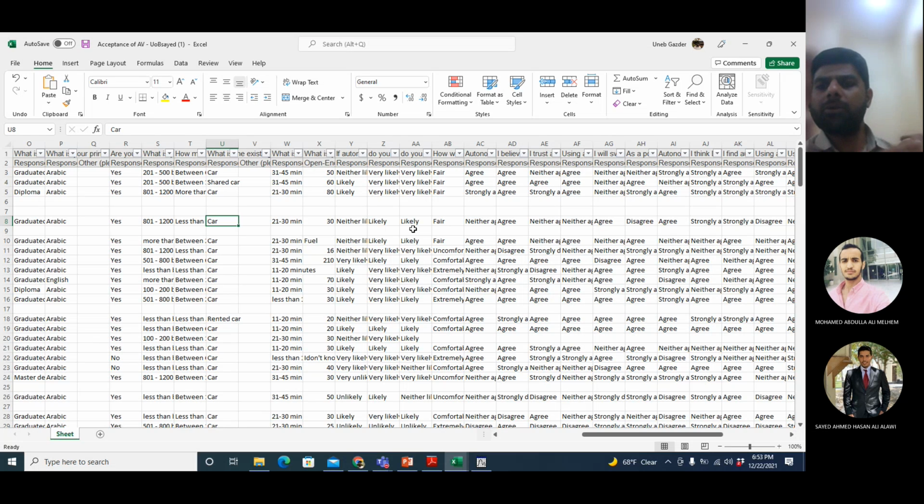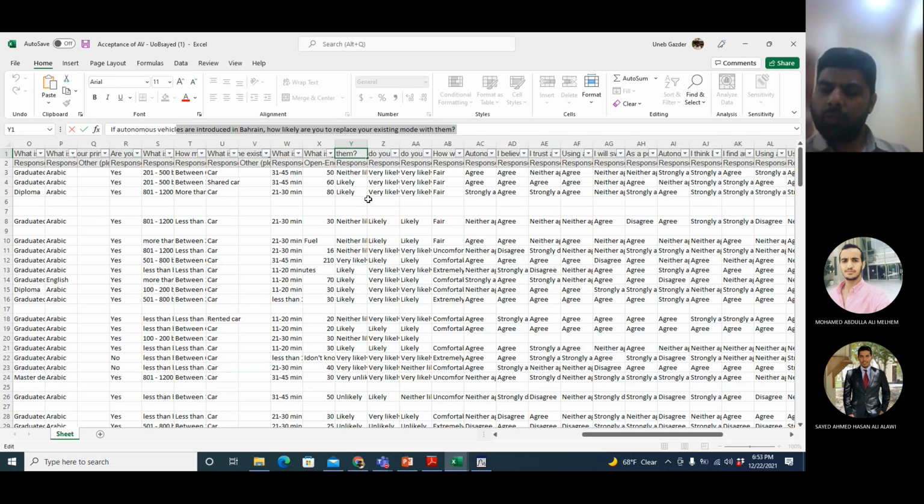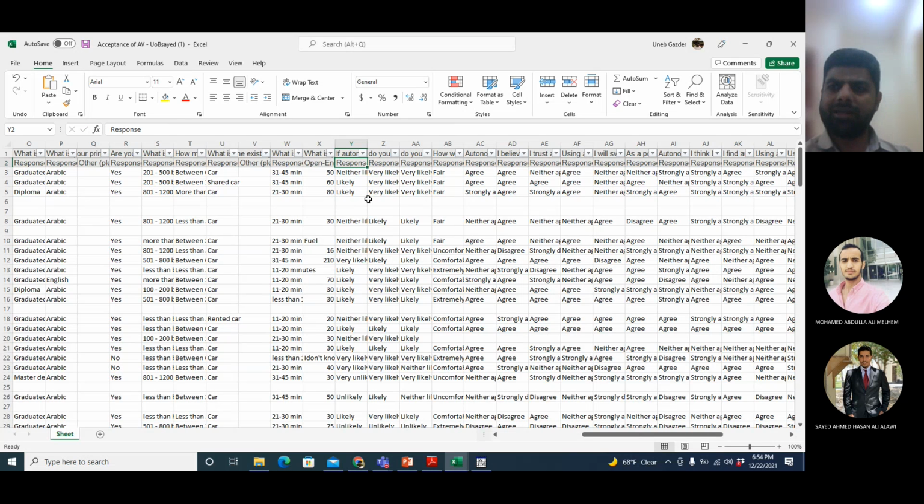And the people who said likely or very likely for this question, for them you will replace the current option with autonomous vehicle. Otherwise, you will just keep the current option as it is. If it was car, you will put it as car.